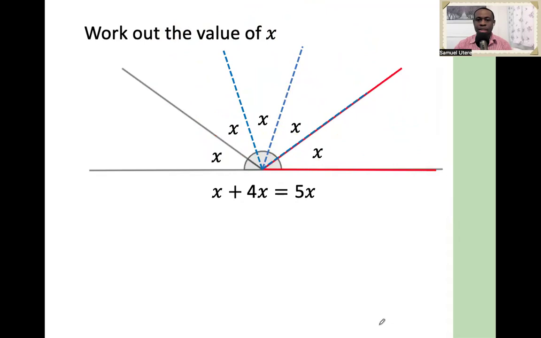So we can write our equation that 5x is equal to 180 degrees. Remember your equation solving skills. To get rid of the thing that is preventing x from being on its own, we need to divide by 5. And of course, whatever you do to one side, you have to do it to the other side. So if we divide 180 by 5, we'll get 36 degrees.